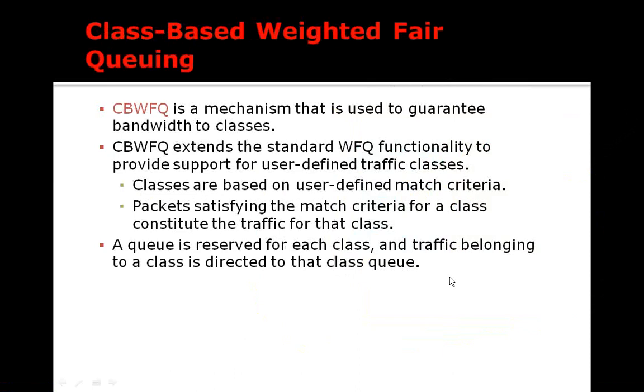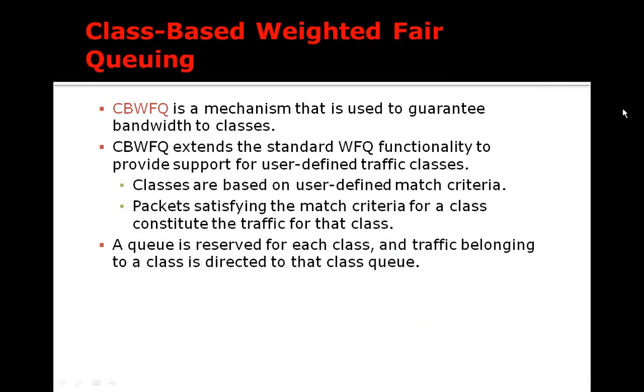So CBWFQ is a mechanism used to guarantee bandwidth to specific classes. What are the classes? Well, that's strictly up to you. You as the engineer get to design any classes you want, identify the traffic any way you want, and then decide how much bandwidth you're giving each one of those classes.